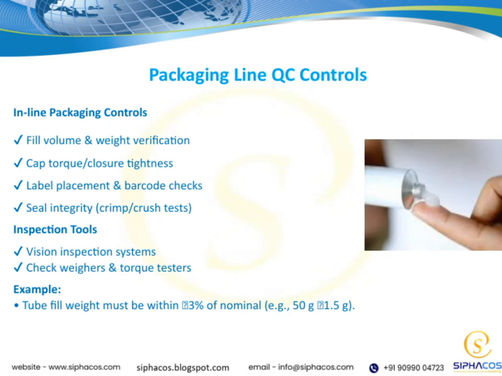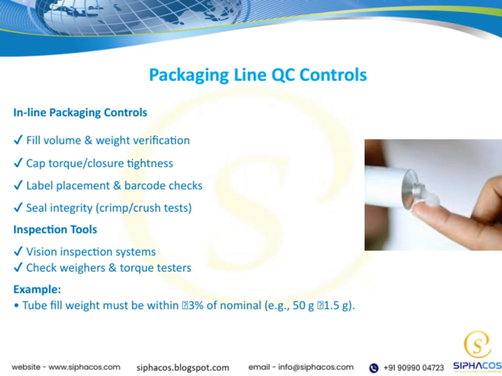Now, let's take a look at the packaging line QC controls. On this slide, we're focusing on inline packaging controls, which are essential for maintaining product quality right on the production line. First, we verify fill volume and weight to ensure each package contains the correct amount. This is vital for consistency and customer satisfaction. Next, we check cap torque and closure tightness to make sure caps are sealed properly, preventing leaks or contamination. Label placement and barcode checks are also important. They ensure labels are accurately positioned and barcodes are scannable, which is critical for tracking and traceability.